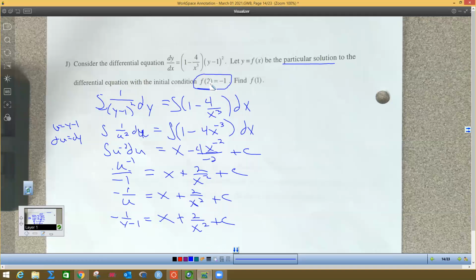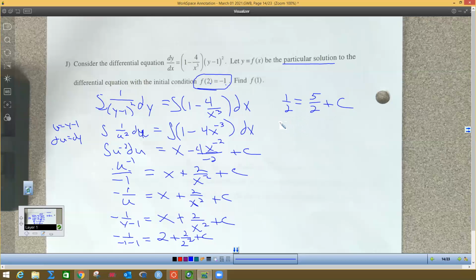I've got when x is 2, y is negative 1. So I'm going to stick a negative 1 in here. And x is 2. I'm going to solve this for c. So I've got negative 1 over negative 2 is a half. And then over here, I've got 2 divided by 4 is a half. So this over here is 2.5, or 5 halves.